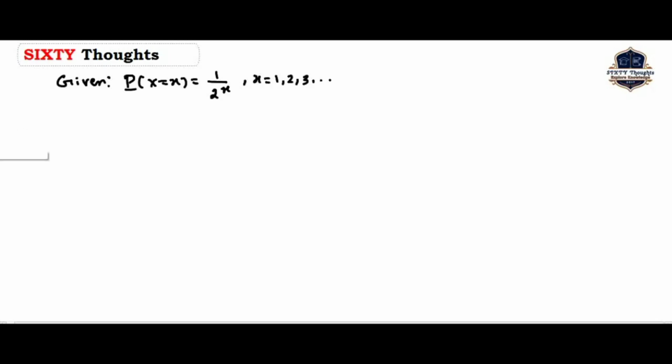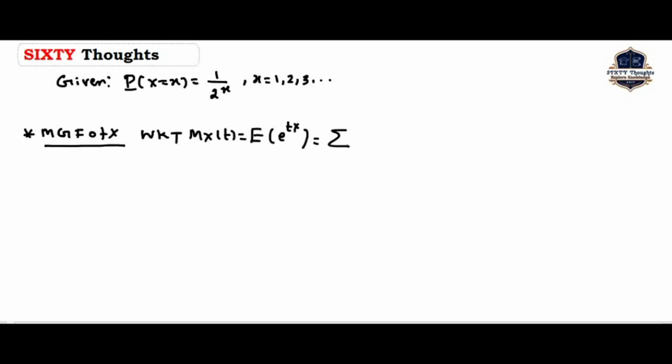So what is our first question? The first question is to find the moment generating function of capital X for the given function. We know the formula: M_X(t) equals the expected value of e^(tX), that is, the summation of e^(tx) times p of x. Here capital X is there, so we convert capital X into small x.